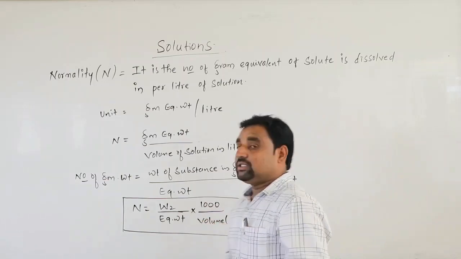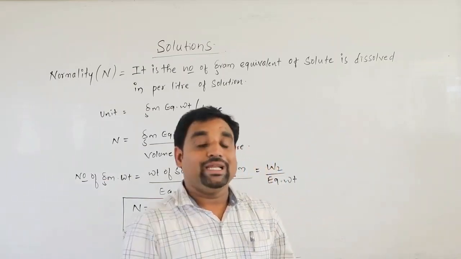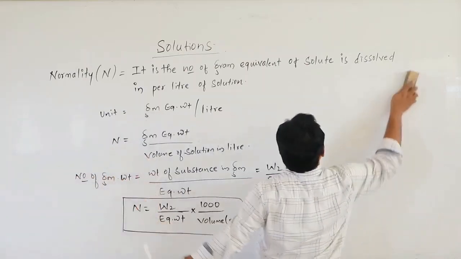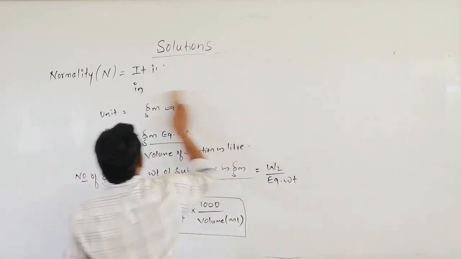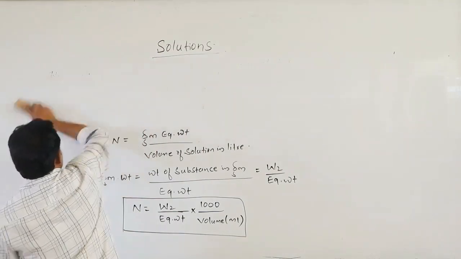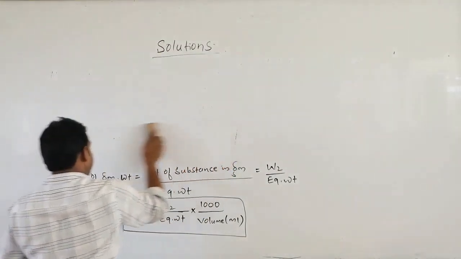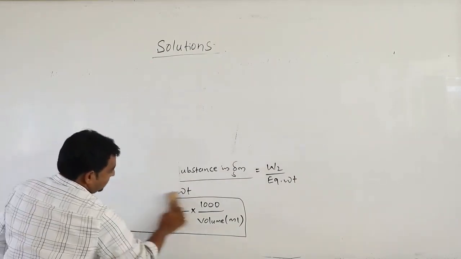So now we will discuss the different formulas regarding the normality, like molarity. So this is the definition of the normality. Molarity we know already. Now we will discuss the relation between molarity and normality, mole fraction and molality, and the different relations we will discuss now.